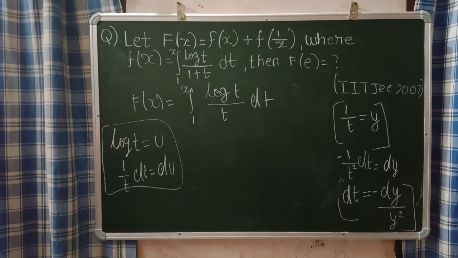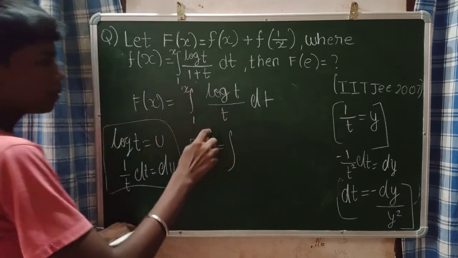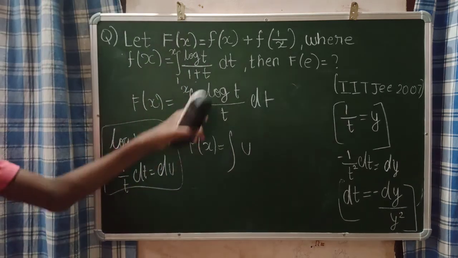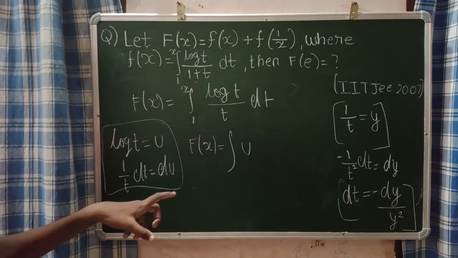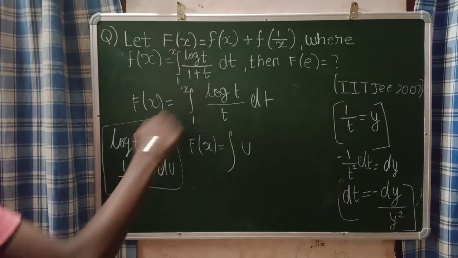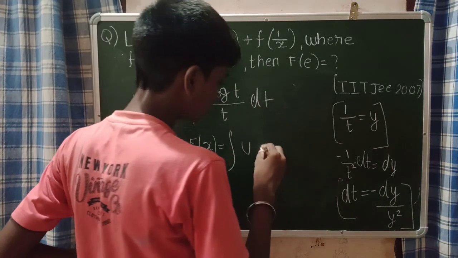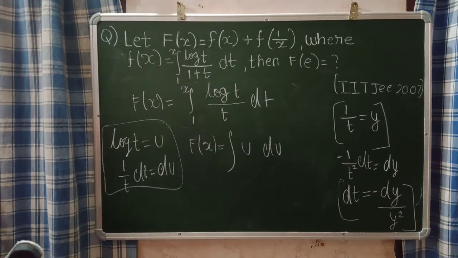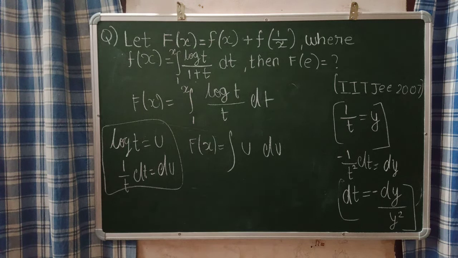Now when you use substitution here, I'll get the same f of x, the integral of log t by t of dt. What is your log t? U only. Log t is u because I substituted log t as some u, then du will be 1 by t of dt because the differentiation of log t is 1 by t. So log t is u into 1 by t dt, and 1 by t dt is du. It's very simple now.